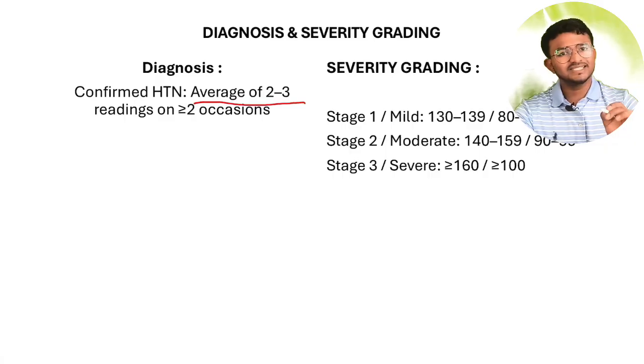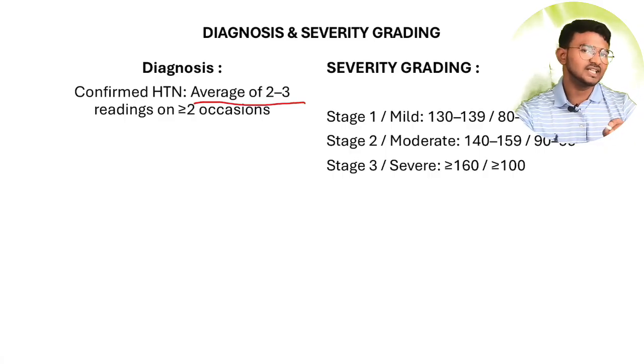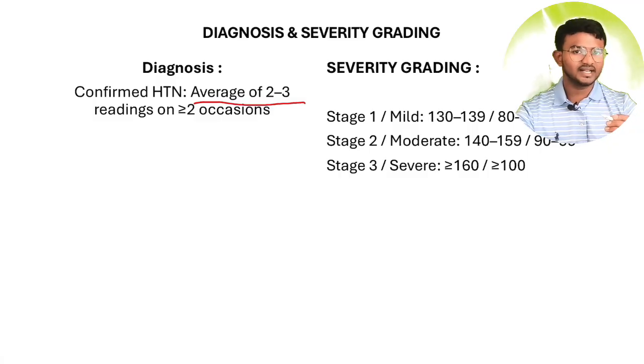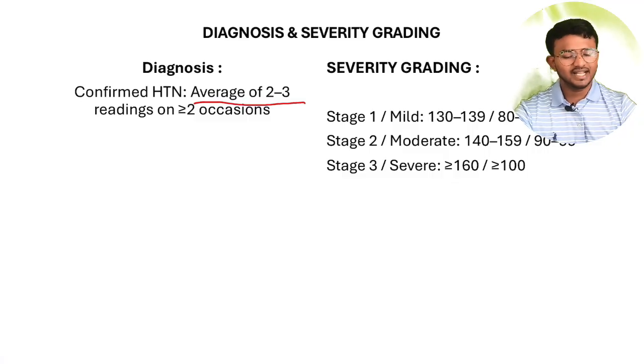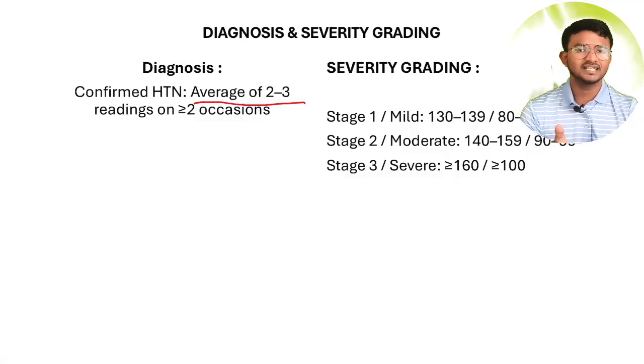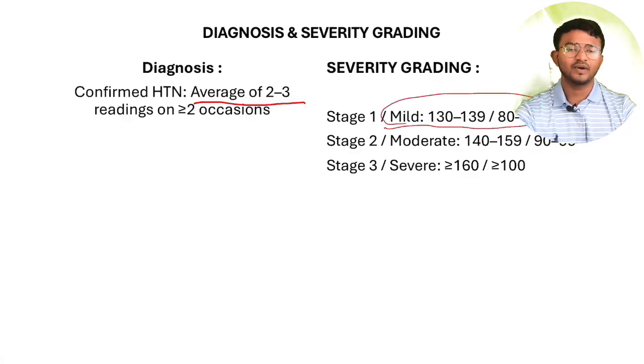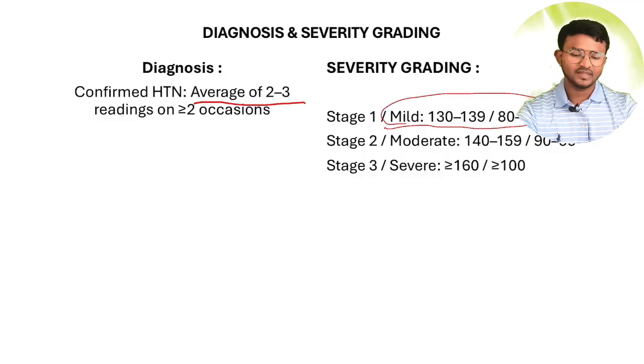If the blood pressure is increased and not reducing, then we have to suspect that the patient has hypertension. But the occasions are important, and the average of 2 to 3 readings is important. For severity grading, we have hypertension in three different stages: stage 1, stage 2, stage 3. In stage 1, mild cases, we can see systolic blood pressure 130 to 139 and diastolic blood pressure 80 to 89 mmHg.